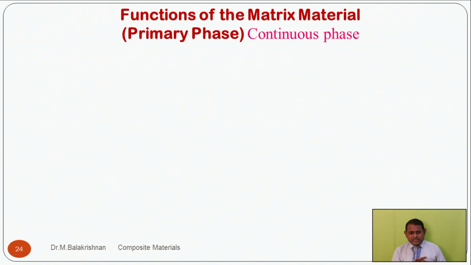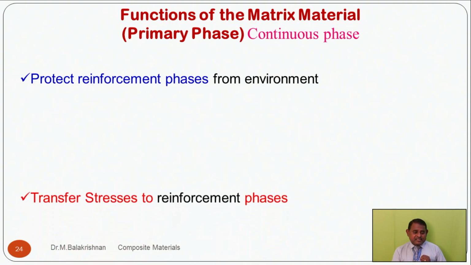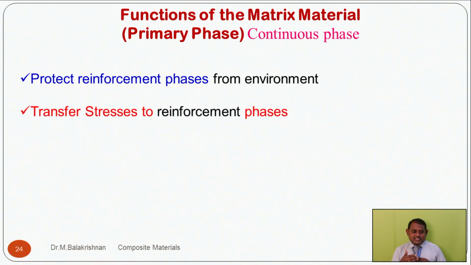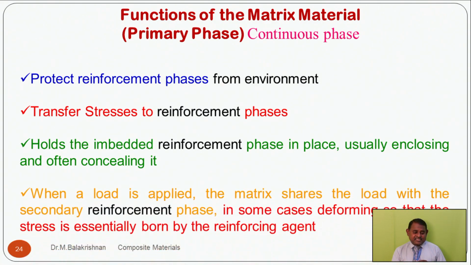So, functions of the matrix material, the primary phase or continuous phase: it protects the reinforcement phase from the environment, it transfers the stresses to the reinforcement phase, and it holds the embedded reinforcement phase in place, usually enclosing and often concealing it. When a load is applied, the matrix shares the load with the secondary reinforcement phase. In some cases, it deforms so that the stress is essentially borne by the reinforcement agent.